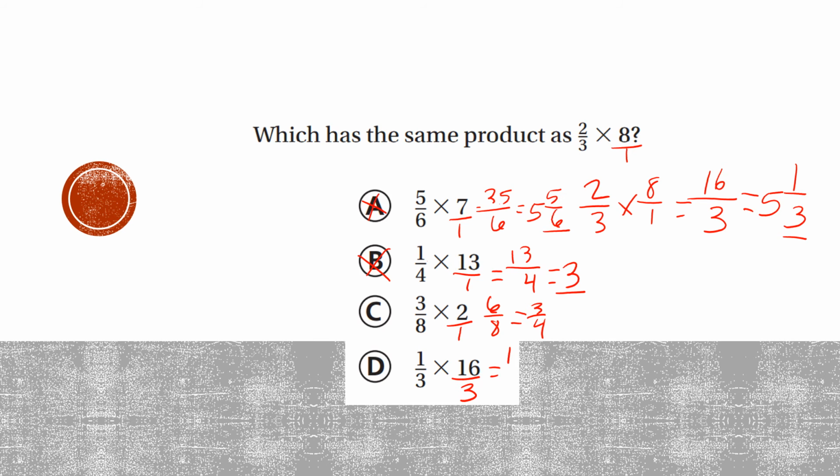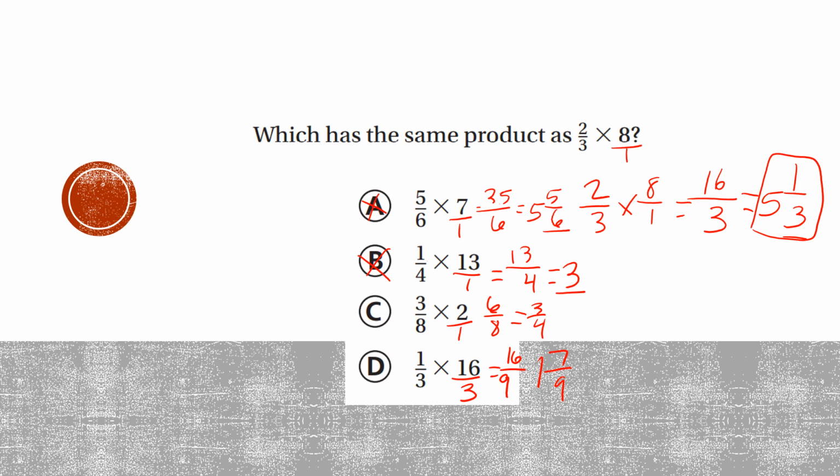1 times 16 is 16. 3 times 3 is 9. 9 goes into 16 1 time with 7/9. Oh, so neither one of these has the same product. So I guess there is a mistake. Five and 5/6. Did I make a mistake up here? Let's check our work up here. 16 over 3. 5 1/3.